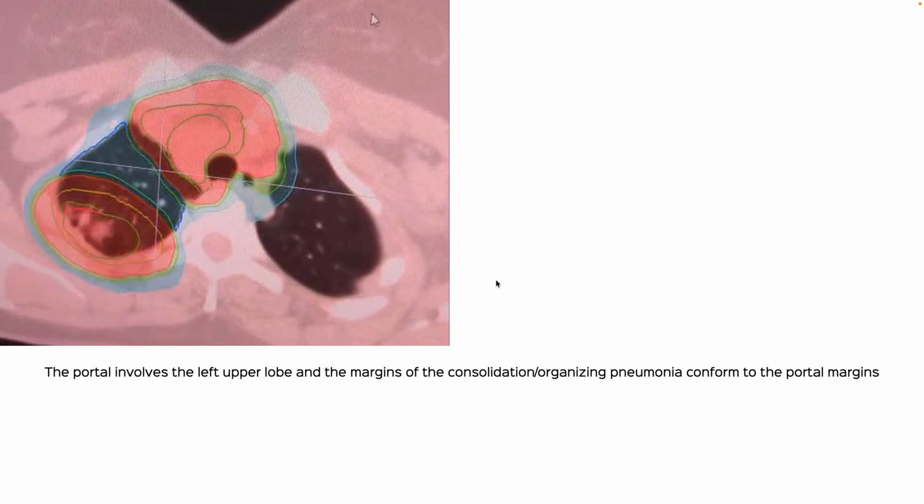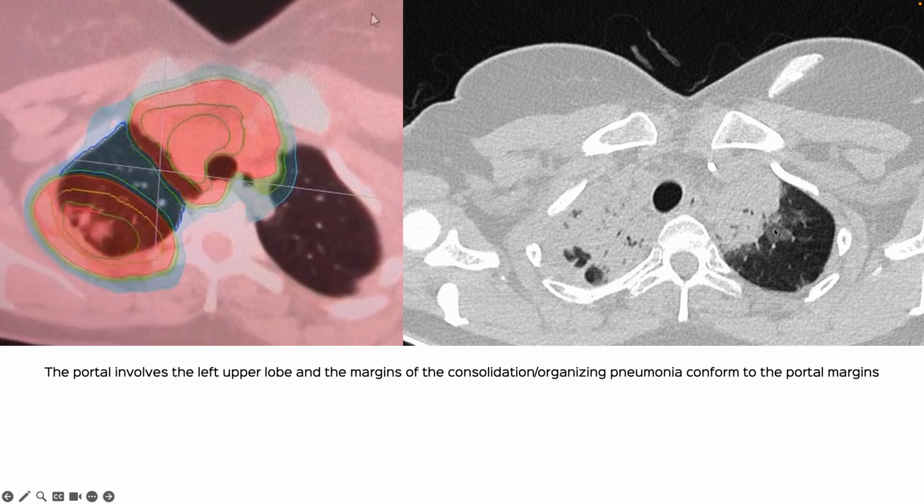And so, when it came to me for an opinion, I said, if we could just get to understand the radiation portal, perhaps things will become clearer. And finally, with a lot of effort, the portal images were made available, and you can clearly see here that the portal includes the left upper lobe exactly where this opacity is.